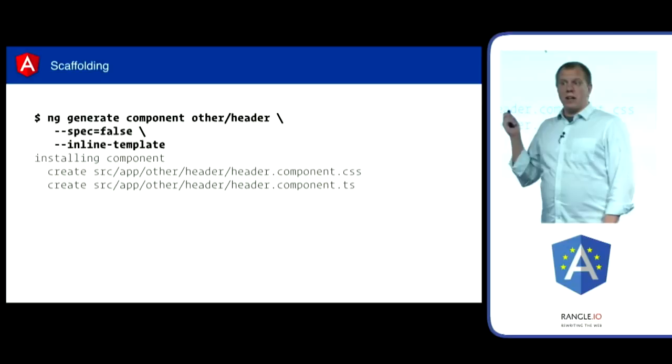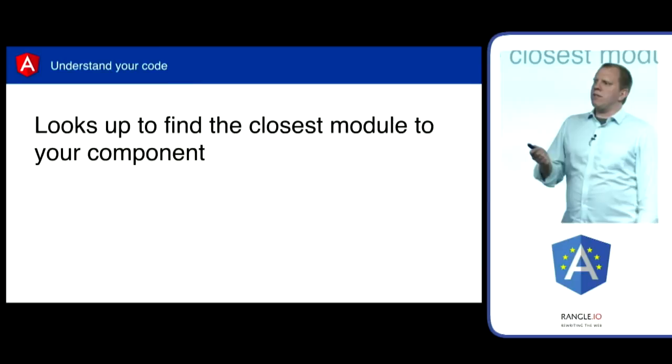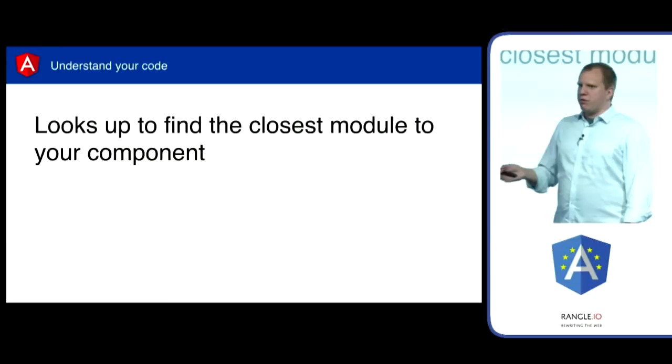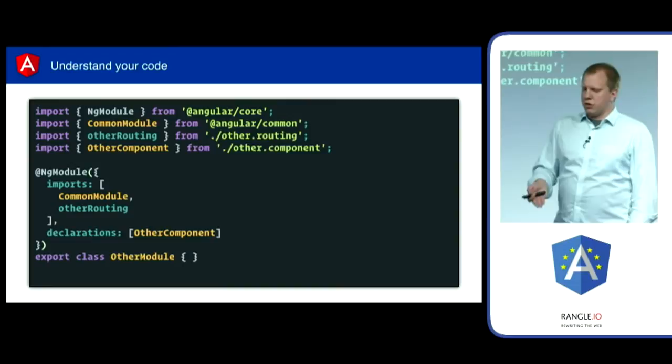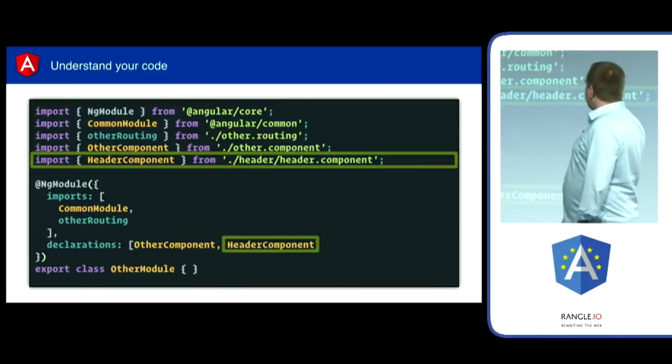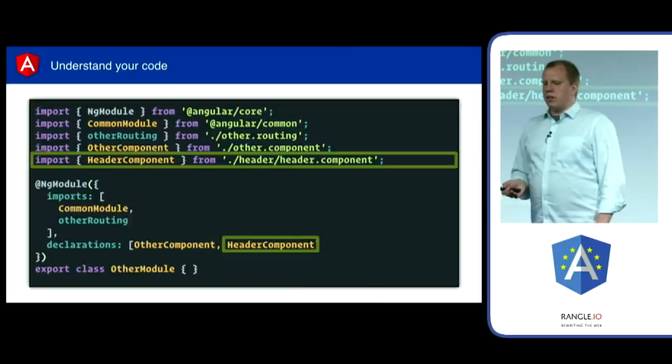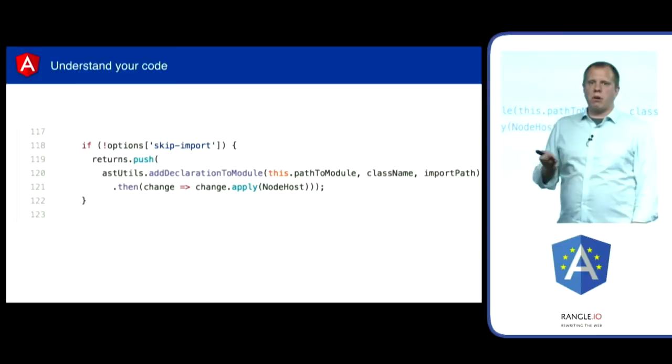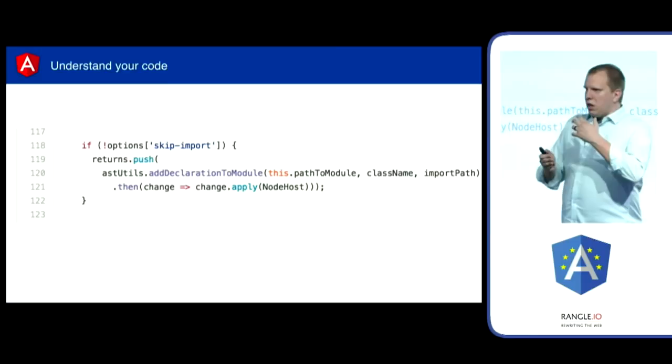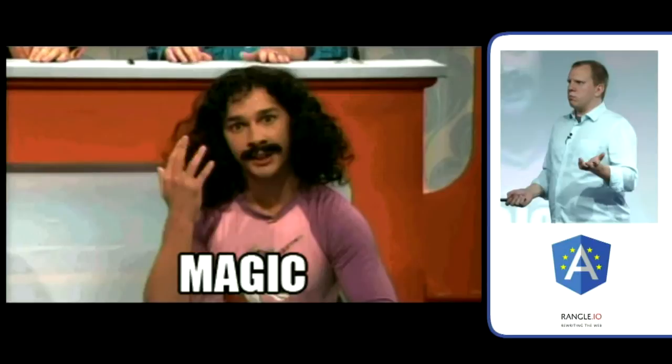And it's also smart in a way that if you create a new component, it's going to add it automatically to the module that's closest to it. There's a flag to prevent that, but by default, it's going to take your module, for example the other module that we just created, and it will add the import statement and the declarations, and you don't have to do anything about it. It's basically our internal refactoring tools that create all the declarations, figure out your code, and then use some magic to add it to your file.